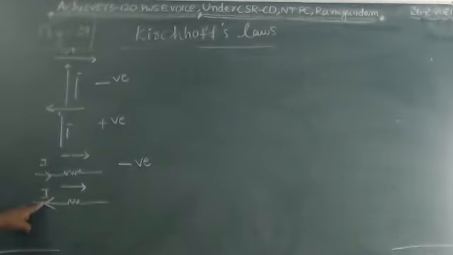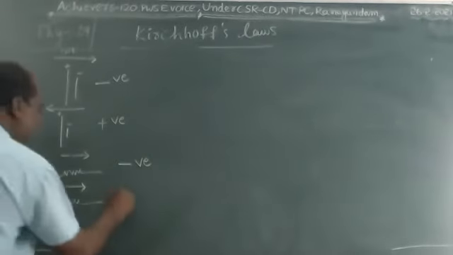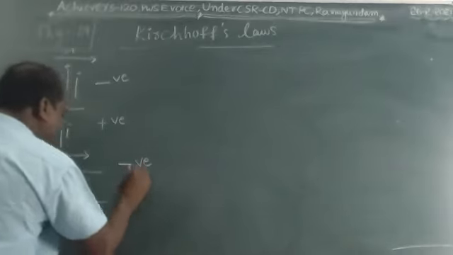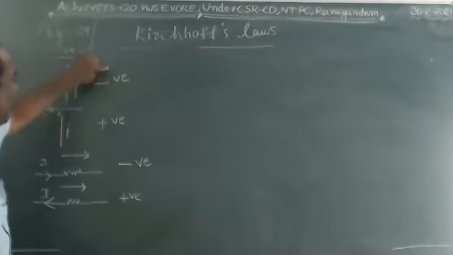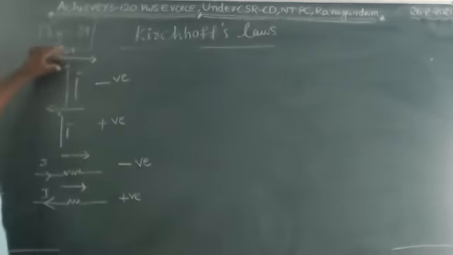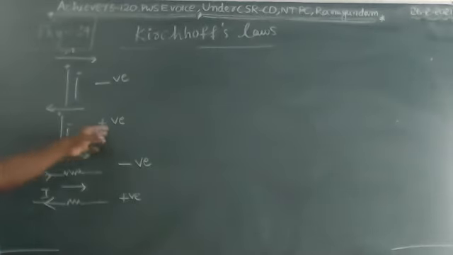If the current direction and the potential direction are quite opposite, then the value is taken as a positive. These four sign convention rules, keep them in mind, children. Very important. By this, we can easily solve the loop. So the EMF, meaning the voltage, is taken as a negative when it moves from the positive terminal to the negative terminal, and the EMF is taken as a positive when it moves from the negative terminal to the positive terminal.